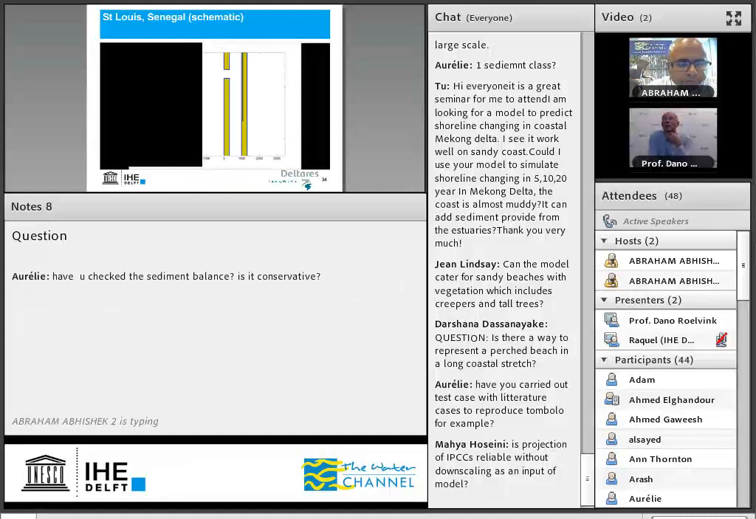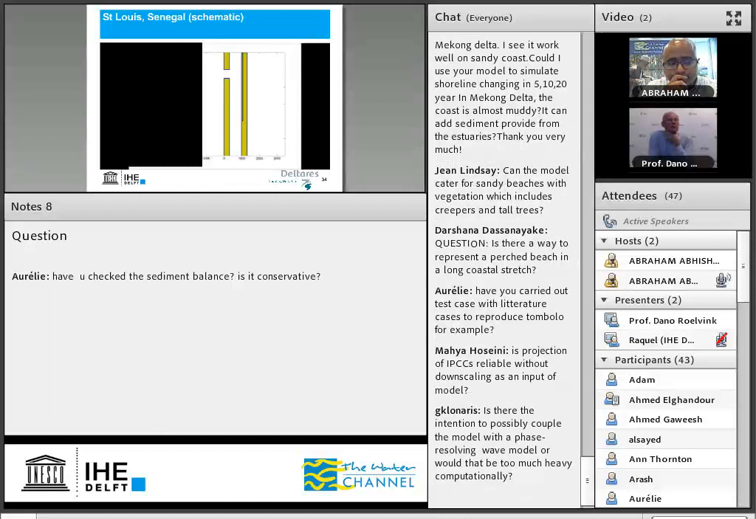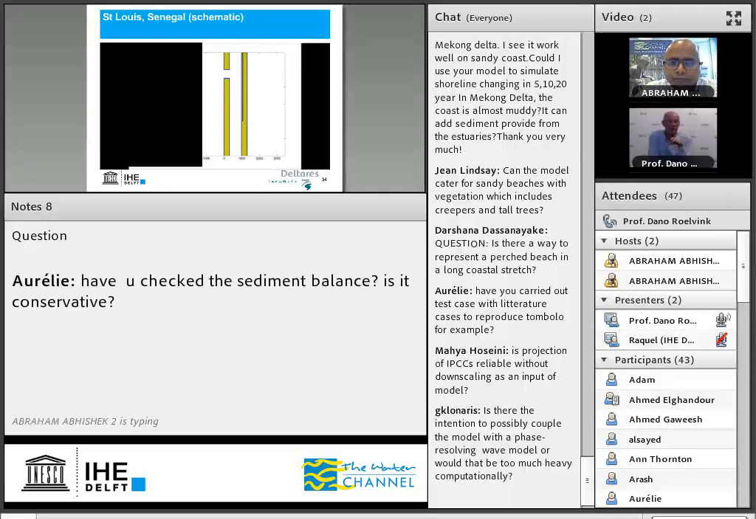Have you checked the sediment balance? Is it conservative? If the situation is not too complex, then the scheme itself is totally conservative. If we have spits growing or islands moving, then we need to do some smoothing, and the smoothing introduces a mass conservation problem. That's sort of inevitable. The trick is to have that smoothing as small as possible. If we can do without smoothing, then the scheme is conservative.